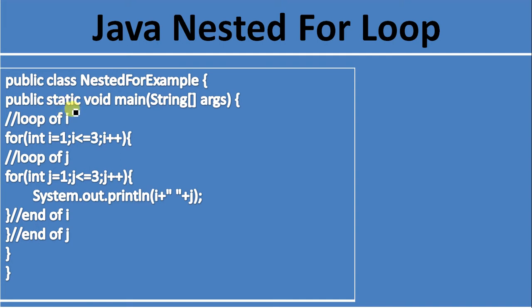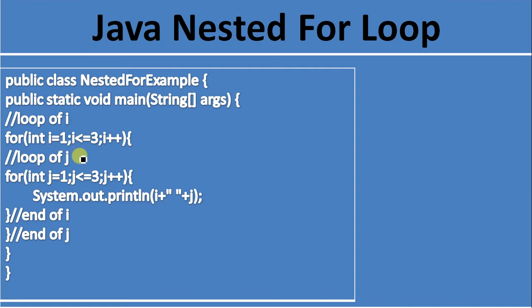Create a main method, public static void main. Here we are creating a for loop: int I equal to 1, I less than or equal to 3, I plus plus. Within this for loop, we are creating another for loop and initializing int j equal to 1, j less than or equal to 3 and j plus plus. And in the inner loop, we are printing the value of I and j.